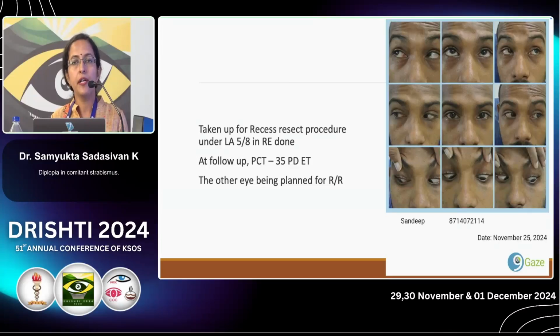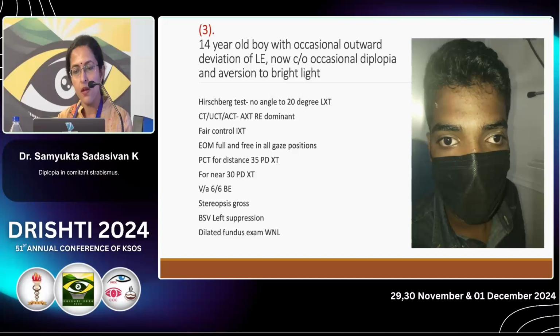Since Botox was already tried, we went ahead with a recess resect procedure in the right eye. Now he has a residual deviation of 35 PD ET. Now the other eye is being planned for R by R. So this is a common scenario, nothing new.